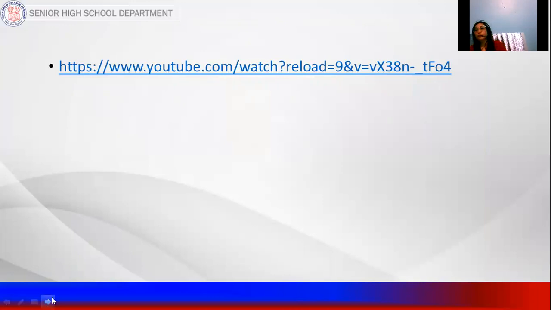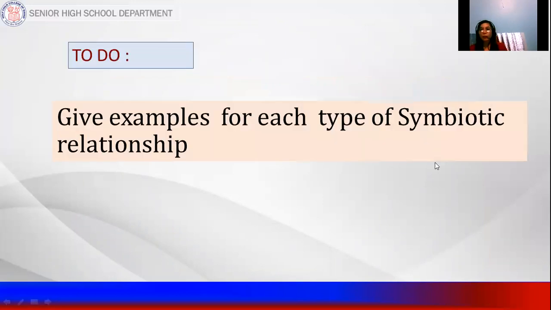If you want to learn something, you have to give examples for each type of symbiotic relationship. You will do this for your activity. You have an activity for this.